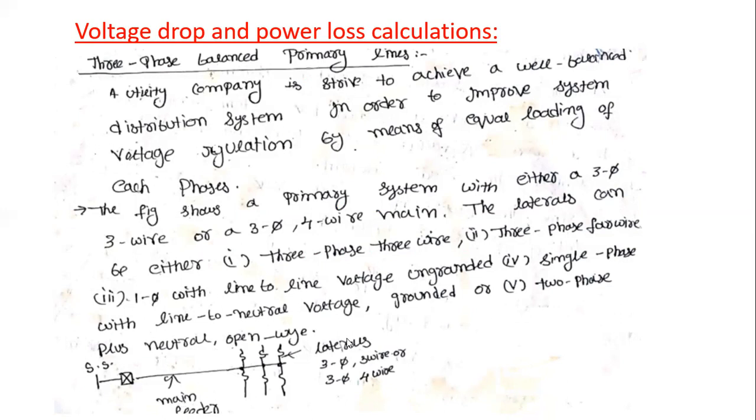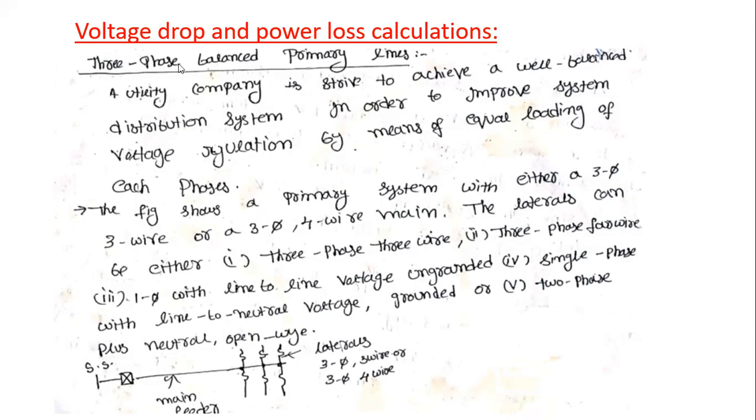This figure shows a primary system with either three phase, three wire or four wire mains. This is the three phase, three wire mains. Either the three phase, three wire system or the three phase, four wire system can feed single phase with line to line voltage underground, single phase with line to neutral voltage ground, or two phase plus neutral open wye. These are the various types of primary systems.